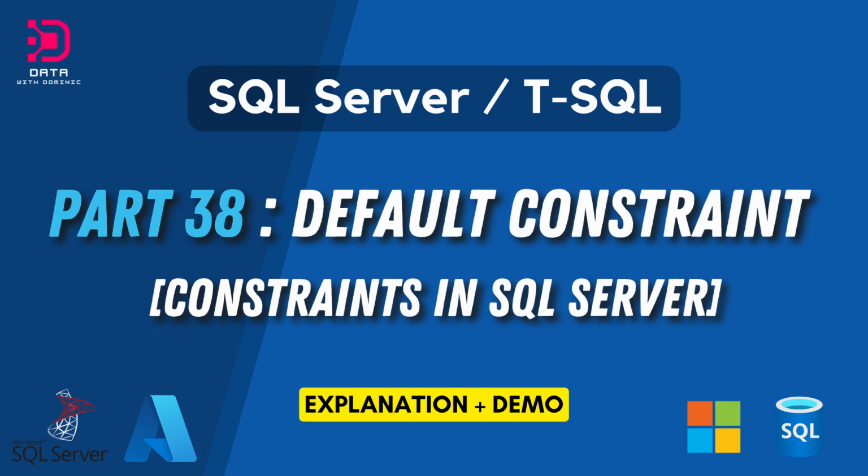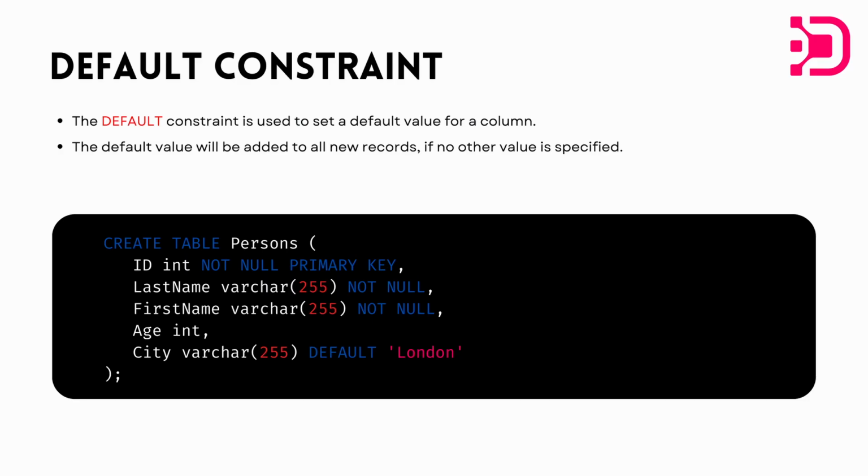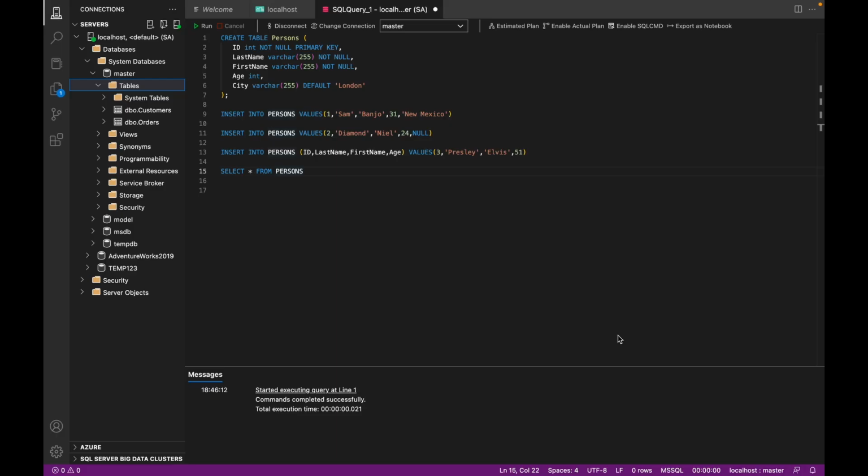And in this next video in our SQL Server and T-SQL series, we're going to be looking at the default constraint. So the default constraint is used to set a default value for a column, and this will be added to all new records if no other value is specified for that particular column on which you've specified the default constraint. So we'll dive into a demonstration and you'll understand it quite easily. It's a very simple concept and implementation.